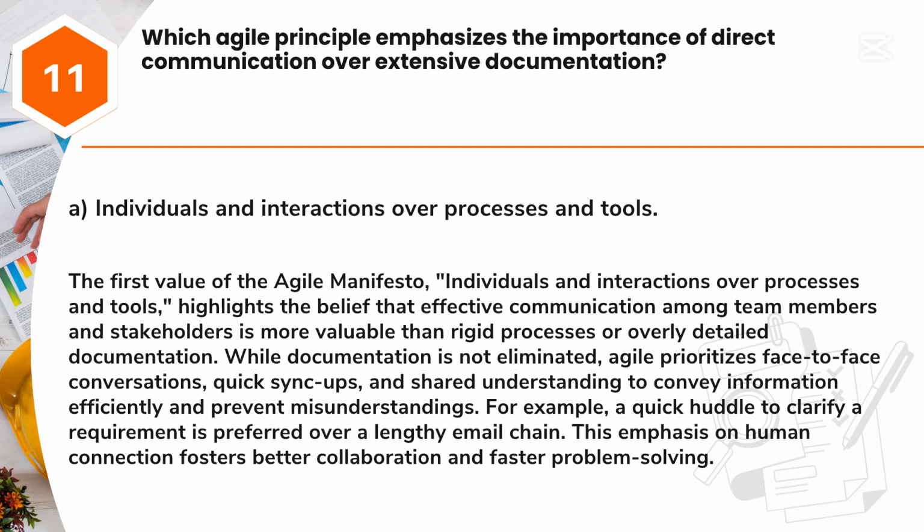The first value of the Agile Manifesto, individuals and interactions over processes and tools, highlights the belief that effective communication among team members and stakeholders is more valuable than rigid processes or overly detailed documentation. While documentation is not eliminated, Agile prioritizes face-to-face conversations, quick sync-ups, and shared understanding to convey information efficiently and prevent misunderstandings. For example, a quick huddle to clarify a requirement is preferred over a lengthy email chain. This emphasis on human connection fosters better collaboration and faster problem-solving.